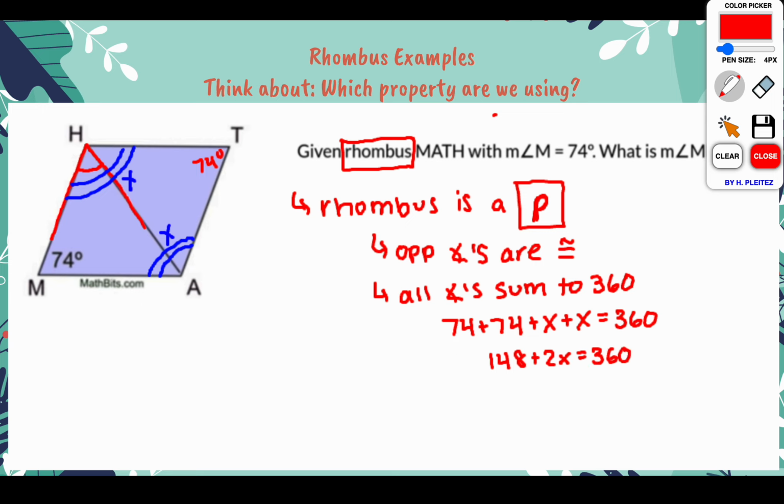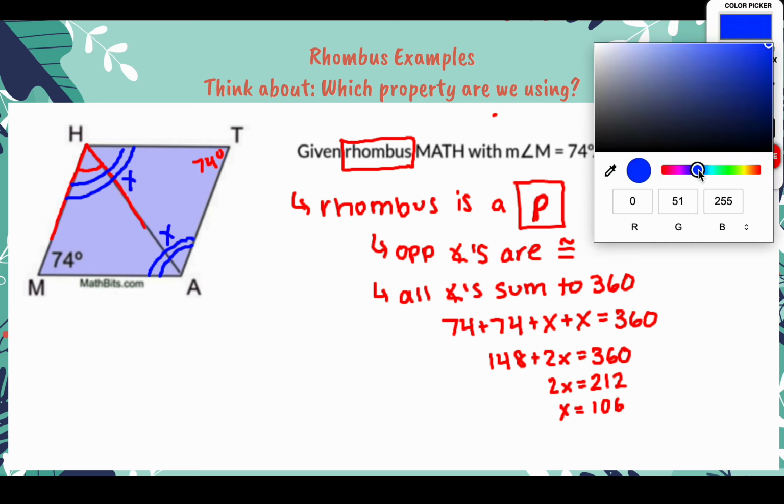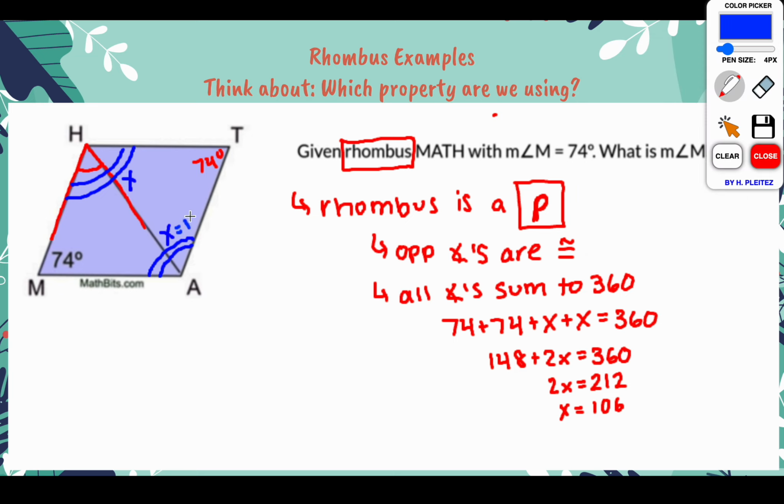And then if we do 360 minus 148, we get 2x equals 212. And that's going to give us that x equals 106. So I'm going to go ahead and fill this in on my diagram. And these are the methods. See how I'm working very neat, very organized. So this entire angle is 106, and this entire angle is 106 degrees, right?